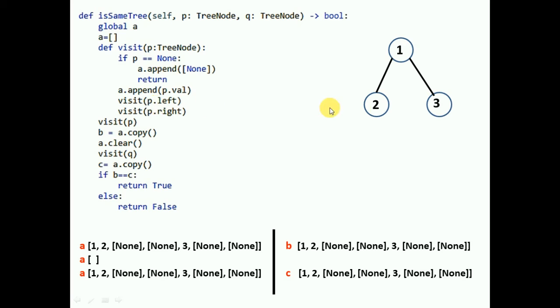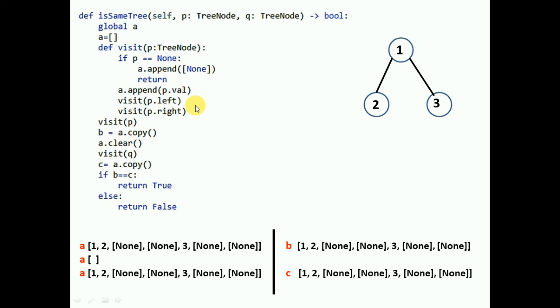So p dot left, what is p dot left? P dot left is none. P dot right is also none. So visit p dot left. Here none is passed, and again our cursor comes to this point. Then check if p is equal to none. So a dot append none. Okay, this none is appended.